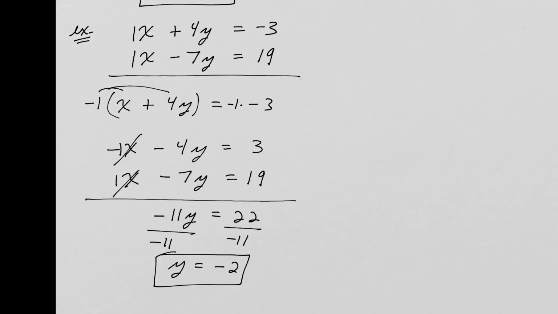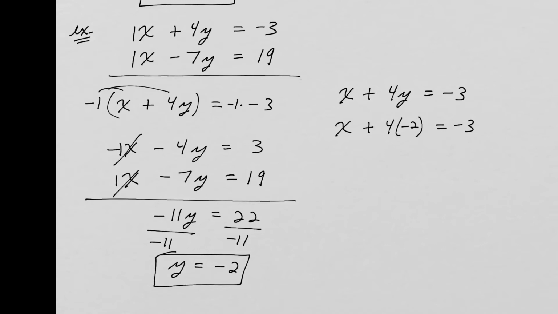I have my y. Now let me go back and find x. So I'm just going to choose one of the equations to plug y into. Let me just use the original first equation. I have x plus 4y equals negative 3, right? That was the original first equation. But I know y is negative 2 now.